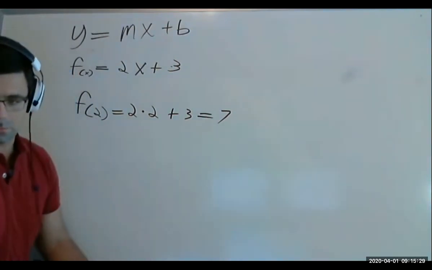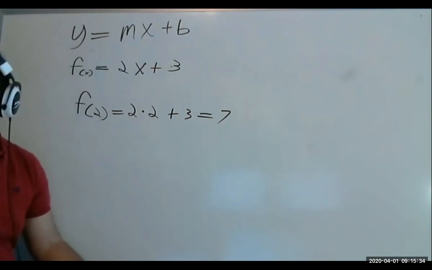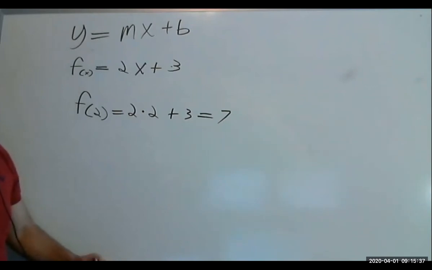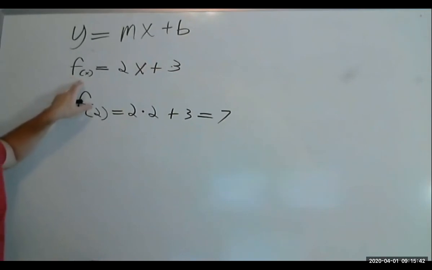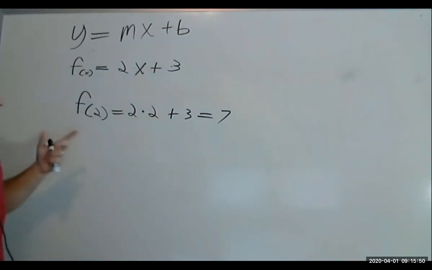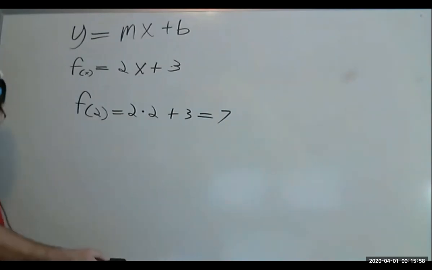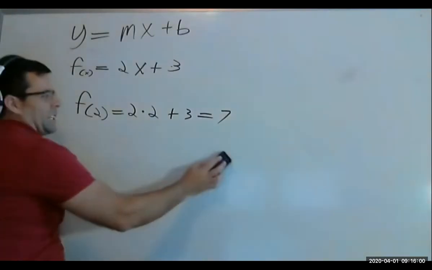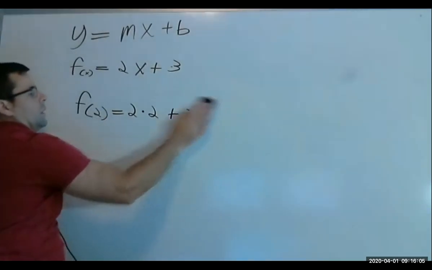Okay. Well, this is evaluating a function. It just means that you take some function that you've already been given, f of x equals 2x plus 3, and you evaluate it at some value. In this case, we just did 2. It doesn't actually matter what that is. It could be more complex than that.